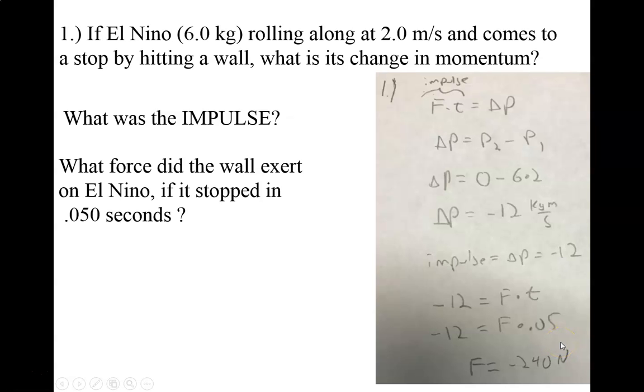What is the significance of the negative on the force? Well, if El Nino was rolling along to the right, the wall exerted a force on El Nino to the left to get it to come to a stop. So that is why the negative is there. So those vectors actually do make sense. We're back to vectors as opposed to energy, which was not a vector quantity.